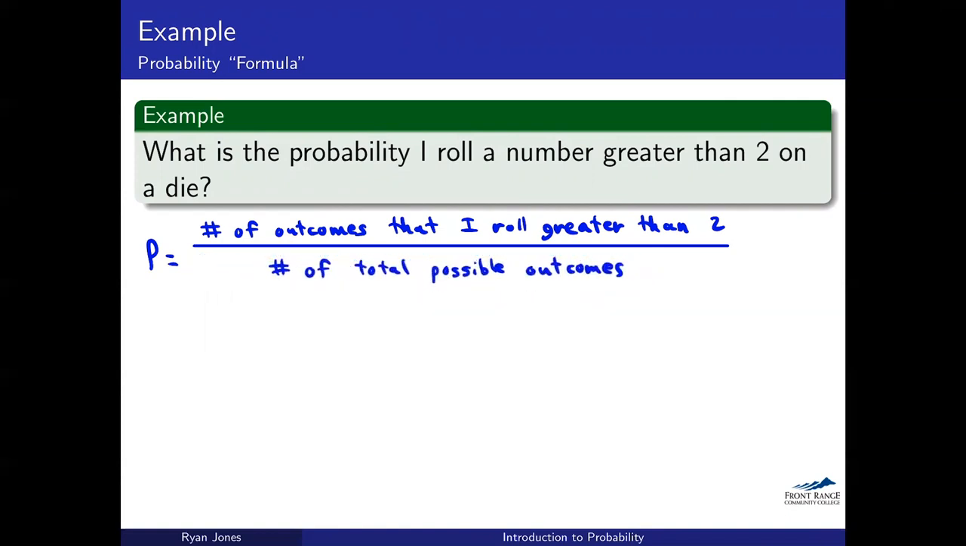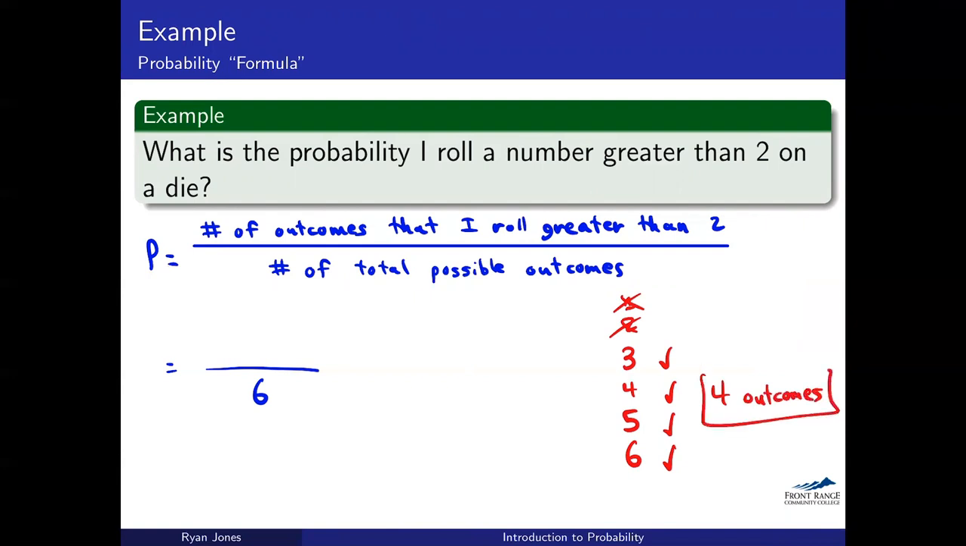Just want to be careful with it. So on a die, the number of total possible outcomes is going to be 6, right? We've said that before. I can roll anything between a 1 through 6. So there are 6 total possible outcomes. And the number of those that I roll greater than a 2 is going to be if I roll a 3, a 4, a 5, or a 6. If I roll a 1 or a 2, those don't work. But these all work. And so I'm counting 4 outcomes here that make it so that I have rolled greater than a 2.